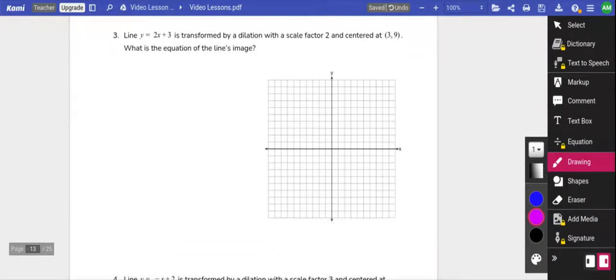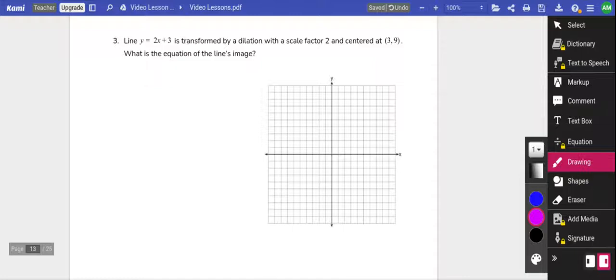Now these next two, I did give you graphs, but you don't have to use the graph if you don't want to. The line y equals 2x plus 3 is transformed with a dilation scale factor of 2, centered at (3, 9). What is the equation of the line's image? So there are two scenarios here that we have to determine. Up top, we had three different things: if it's centered at the origin, at a random point, or at a point on our line. So we're going to have to determine, is this a point on our line?